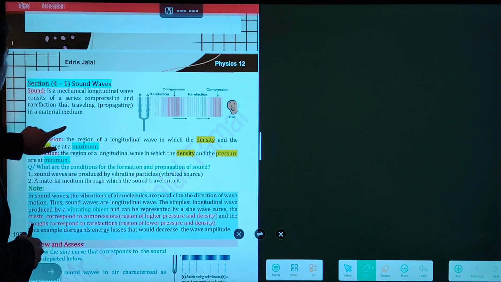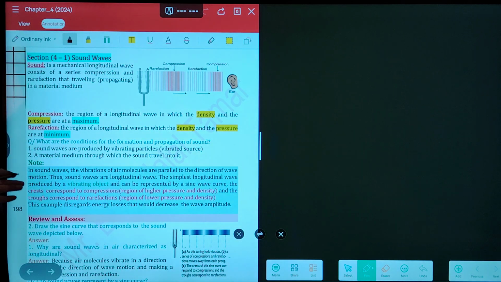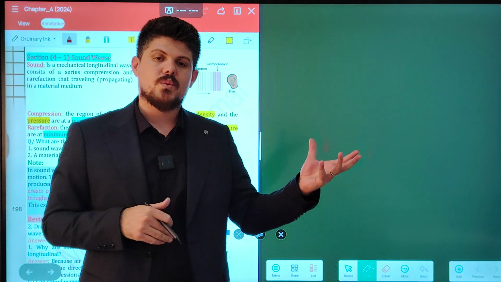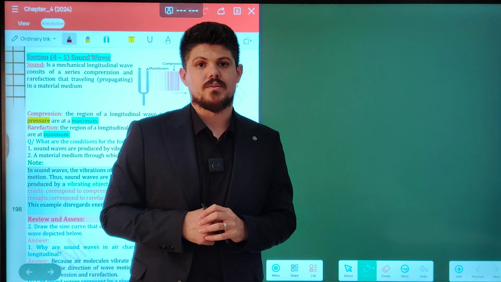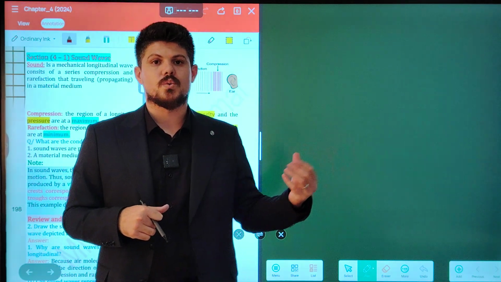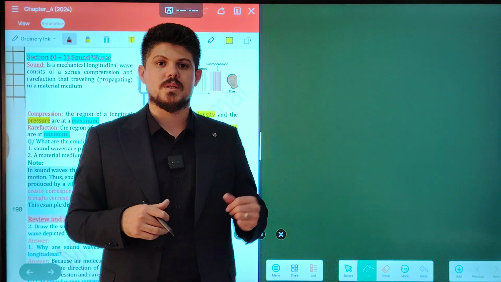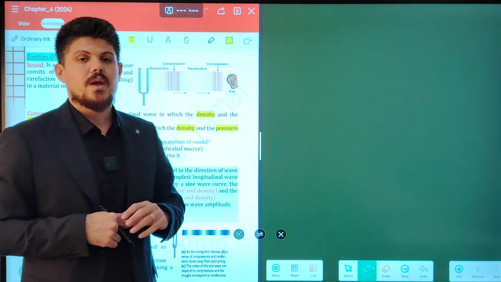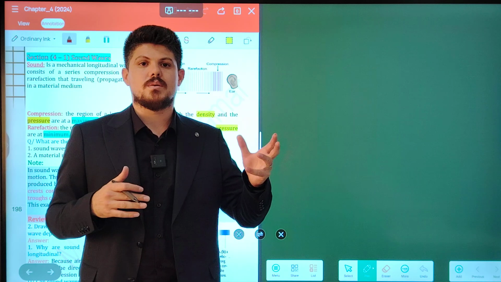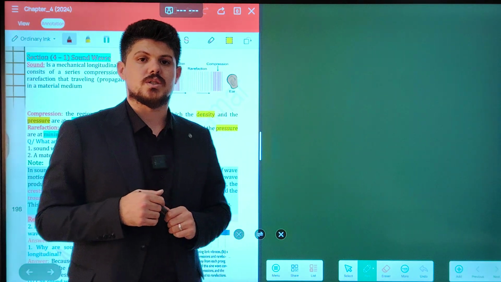In section 1, chapter 4, we will talk about the sound wave. If you remember, we have 2 types of wave, mechanical wave and electromagnetic wave. So mechanical waves are like sound wave, water wave, or the wave of a rope. A mechanical wave requires a medium through which to pass. Without the medium, in a vacuum, this mechanical wave cannot pass and cannot transfer energy.